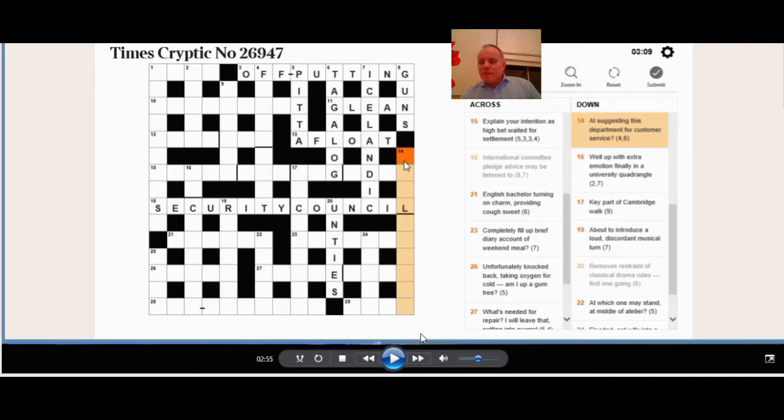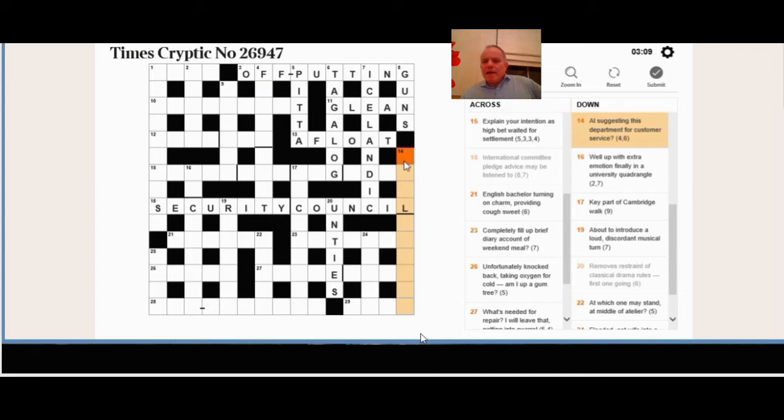I read this clue, and what I see is AI suggesting this department for customer service. And I immediately think, well, that's suggesting artificial intelligence, suggesting a department for customer service. But what could AI be in crossword terms? Well, it does look like the center of something or the middle of something. So given that I've got a four-letter word ending in L, mail something, mail order would be customer service.